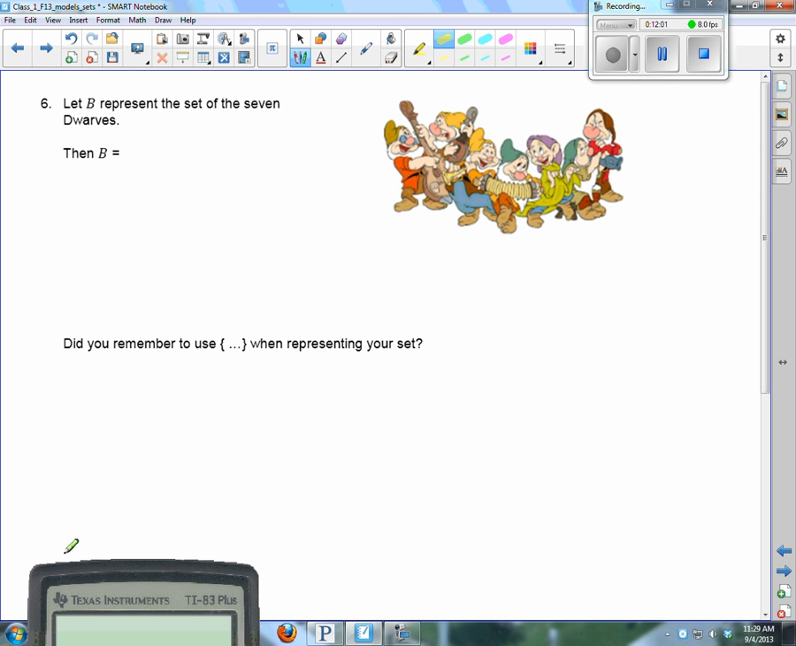Let B represent the set of 7 dwarfs. So at your seats, I want you to list the 7 dwarfs. First table to come up gets an extra point on their quiz. Go.